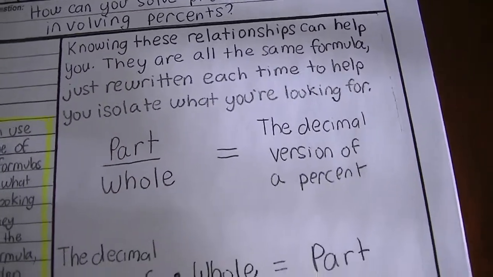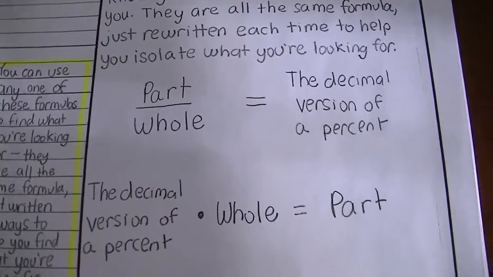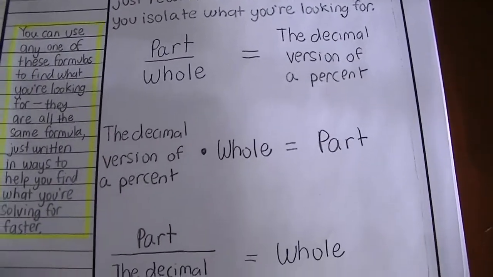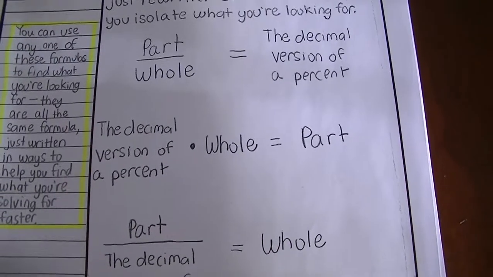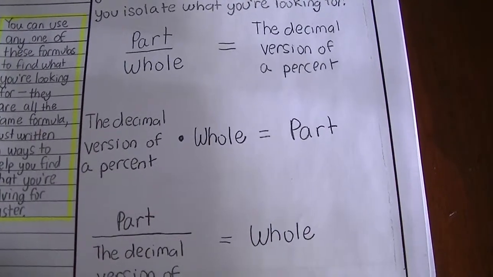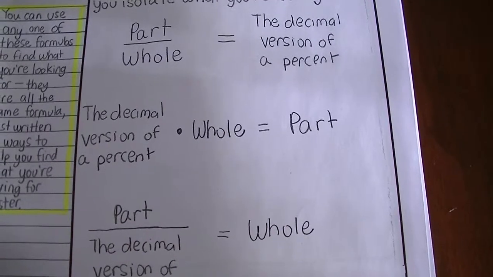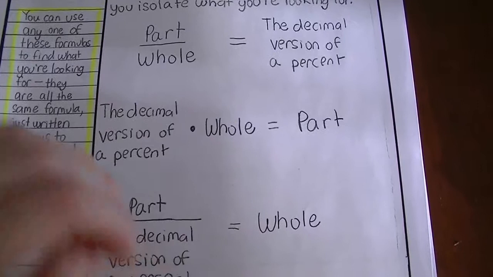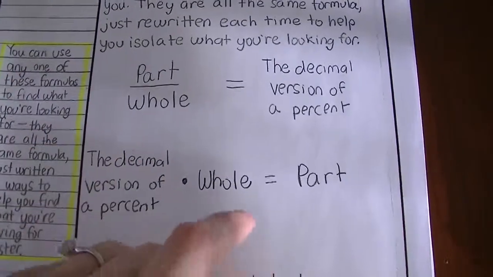When you're given a story problem where it's asking you to find a part or a percentage or a whole, I've listed 3 equations to help you do that. The thing that I really want to reiterate is that they're all equal to each other. But the way I wrote them will help you solve for what you're looking for faster. So here's what I mean by that.